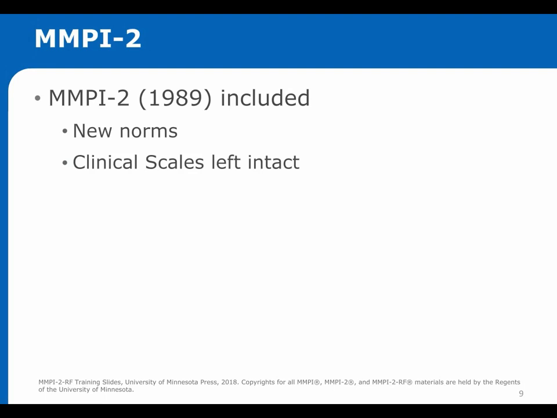The clinical scales were left intact in the revision to the MMPI-2. This was done in order to maintain continuity between the original MMPI and the MMPI-2, largely to allow test users to continue using the large body of literature that had been developed for code types when interpreting the MMPI-2.